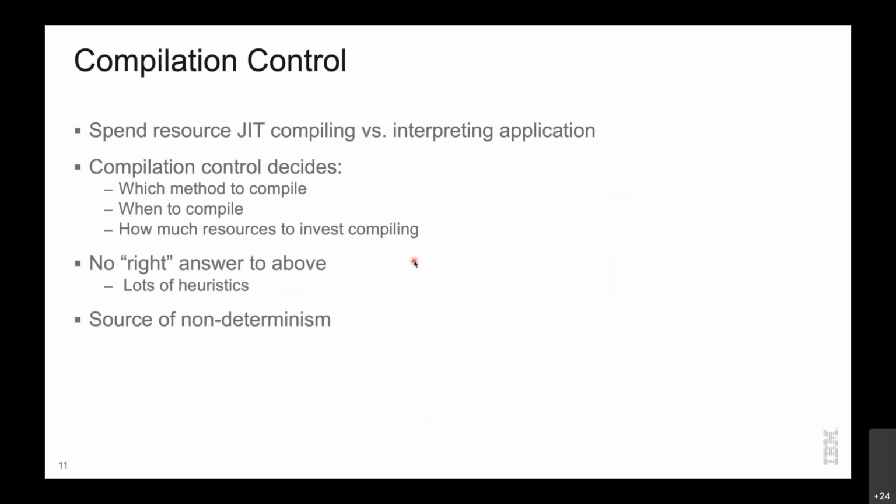So JIT compilation is competing with resources that could otherwise be spent executing the application in the interpreter. And because of this trade-off, compilation logic is very important for the performance of the JVM. The logic decides which method to compile. Say, for example, a method executes only 10 times during the lifetime of the JVM.